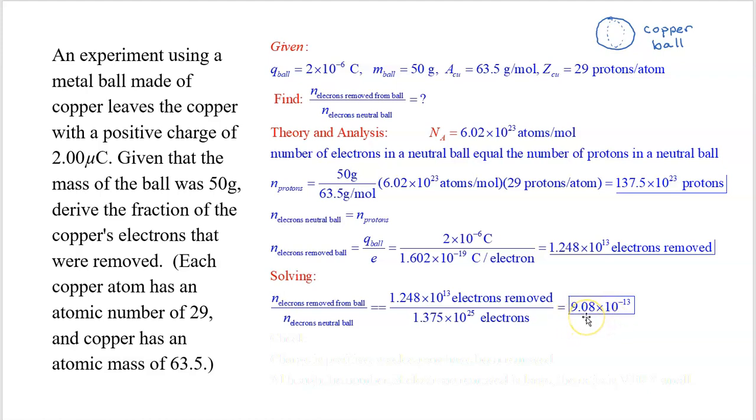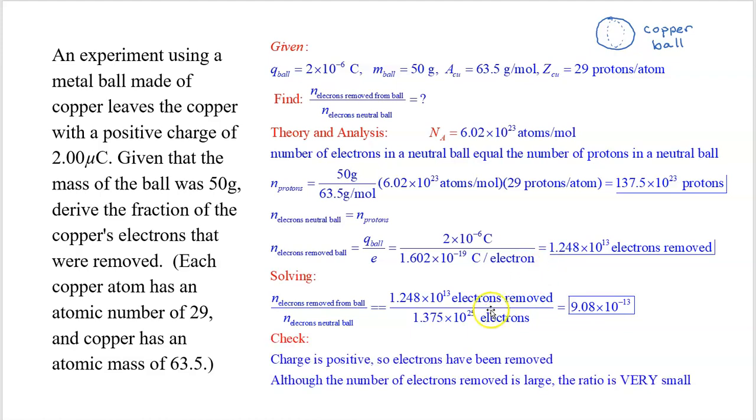And it doesn't have any units. We have electrons removed divided by electrons, so that is unitless. We're asked to find a fraction, so that fraction is not going to have units. It's electrons per electrons. So now we can check. We talked about this at the beginning: the charge is positive, so the electrons have been removed. So the positive number in our solution is correct.